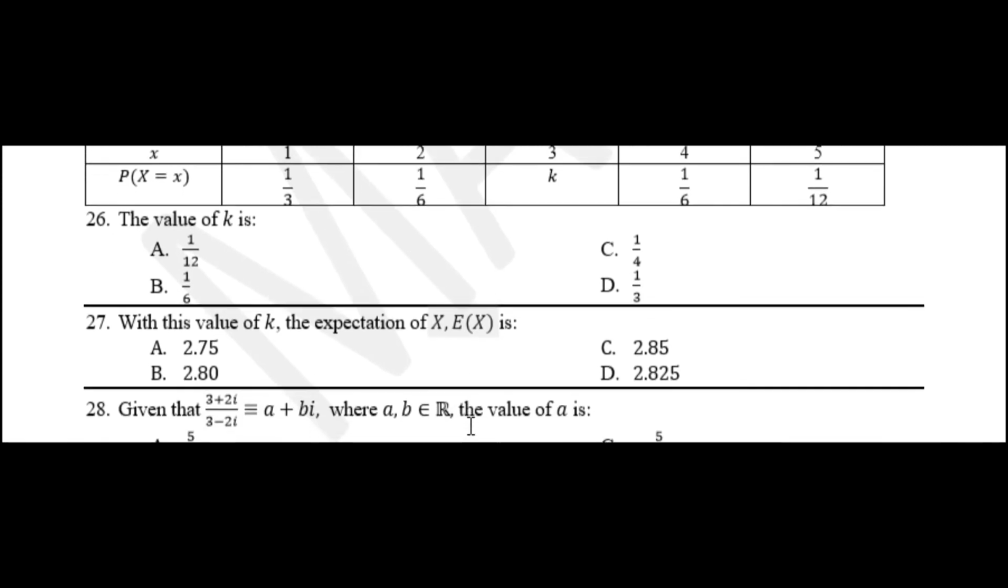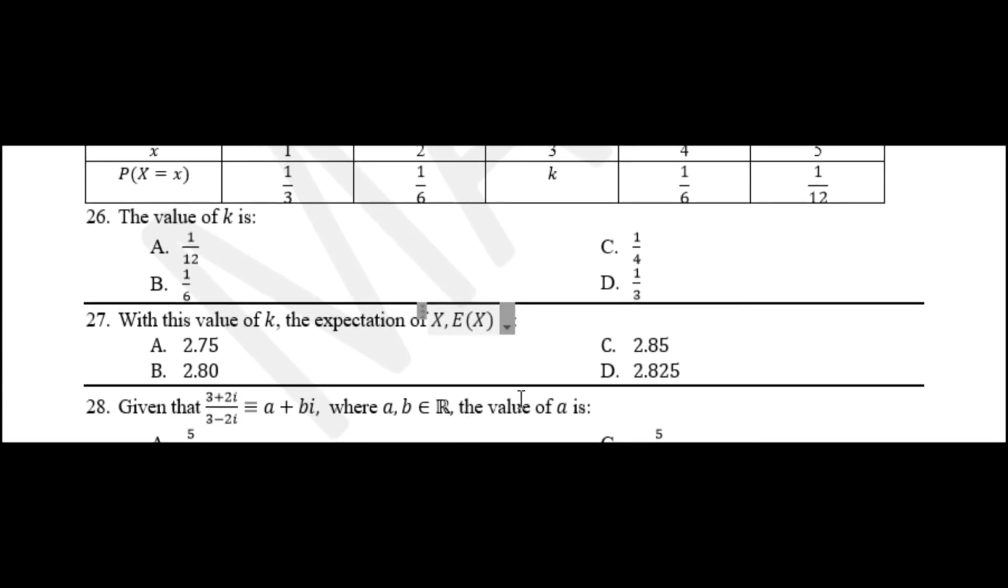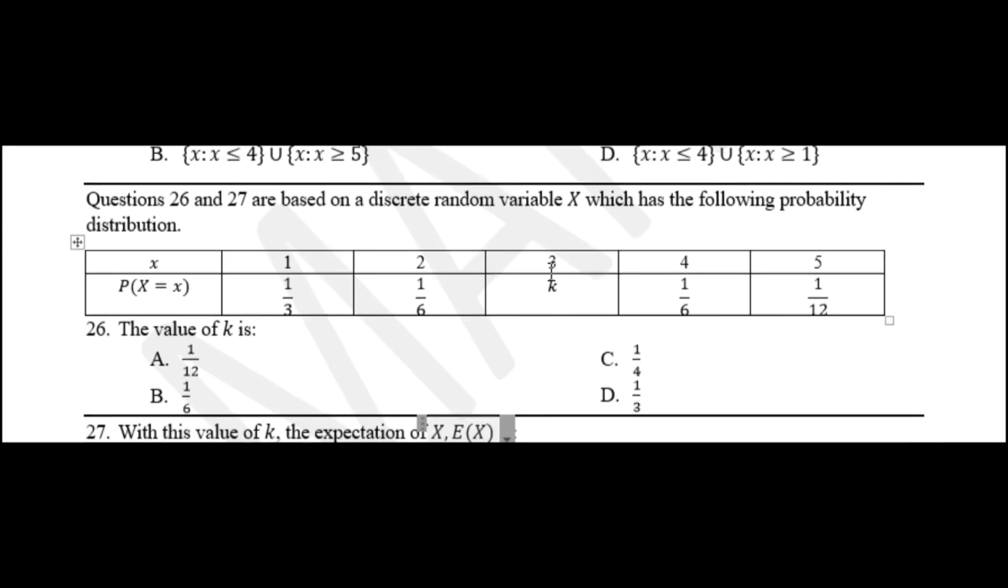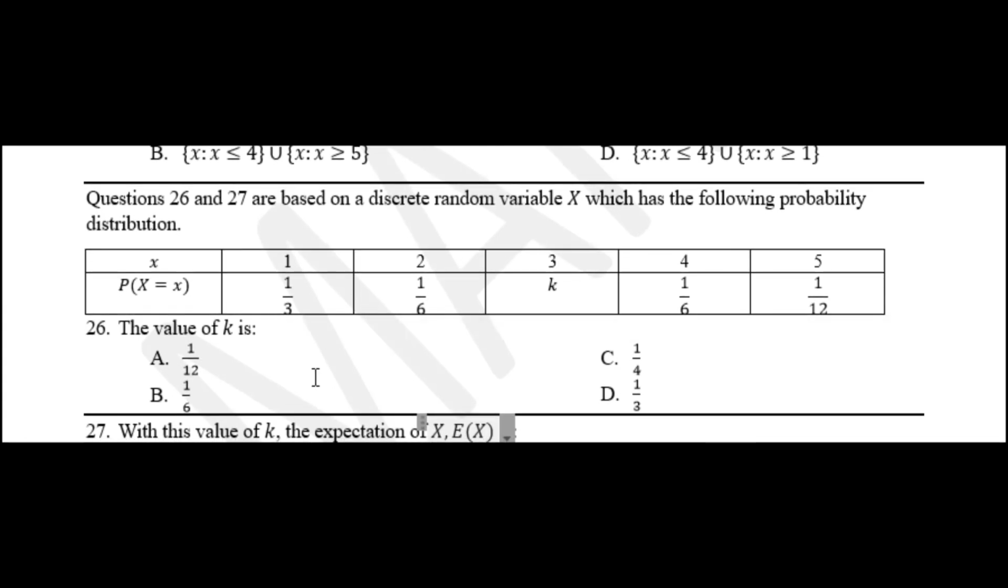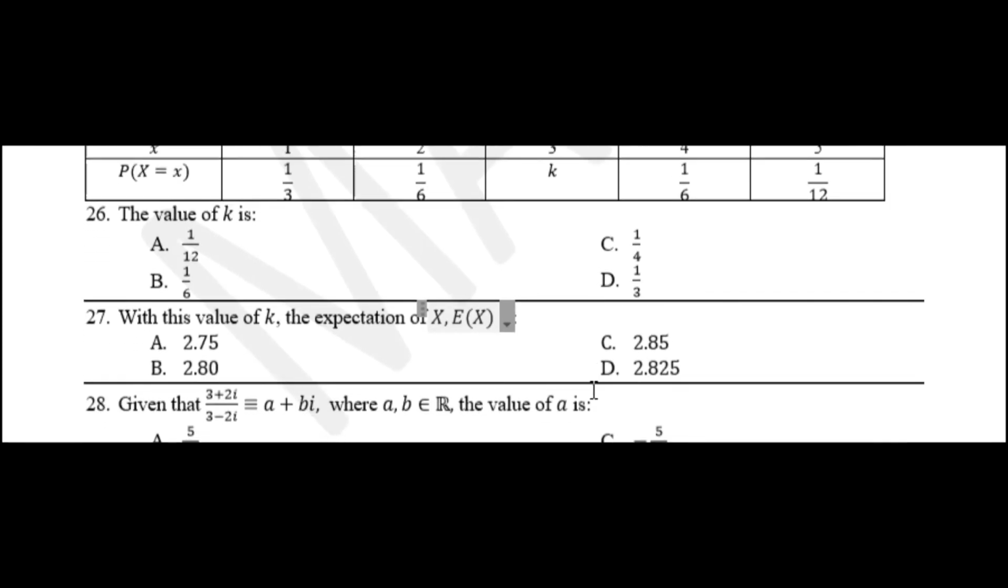Now the expectation is just equal to the sum of x times P(X = x). So when you get the value of k, for the expectation, you take 1/3 times 1 plus 1/6 times 2 plus the value of k times 3 plus 1/6 times 4 plus 1/12 times 5. It gives you the expectation.